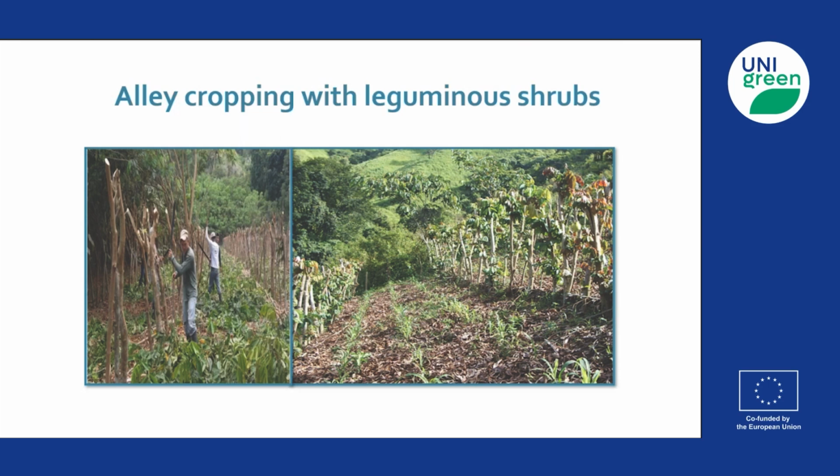Other people use alley cropping with these trees that produce a lot of biomass. And this biomass, they chop or prune and put it in the soil, because soils are very poor, so we need to add a lot of biomass, a lot of organic matter. And here we have the crops, you can see.